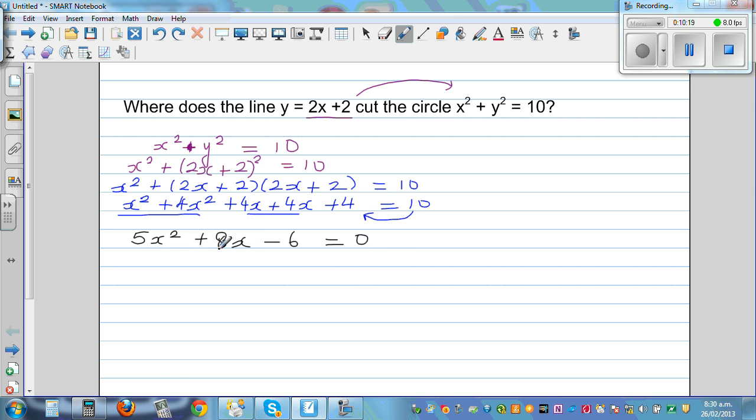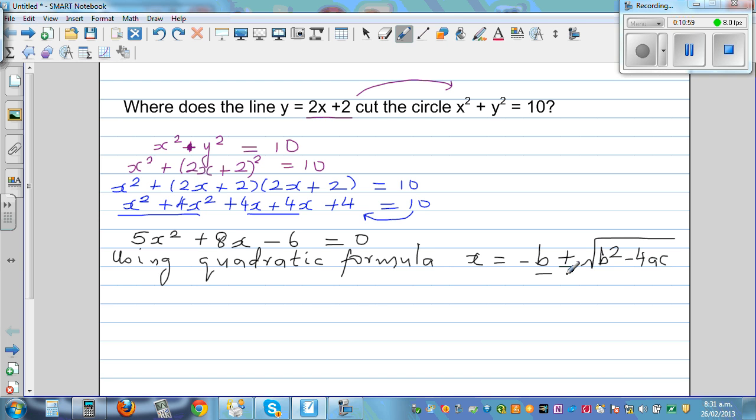Now how will I find the solutions? Can I put them in two brackets? No, you have to use the quadratic formula. I want you to do that yourself. Let me write the quadratic formula for those who don't know: x is equal to minus b plus or minus square root of b squared minus 4ac, over 2a, where your a is 5, your b is 8, and your c is negative 6. I want you to do that yourself.